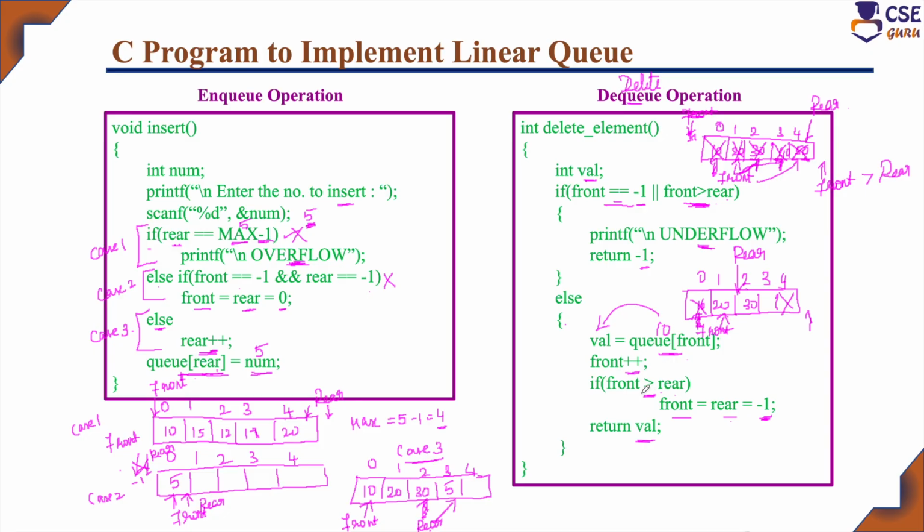Can you understand this condition? If you are deleting the last element in the Q array, after deleting, front will point to the next memory location. Here front will point, but that is not allocated. In this case, what you have to do is, if front is greater than rear after deleting the last element, reinitialize front and rear to minus 1 memory location. So this is the dequeue operation in Q array.